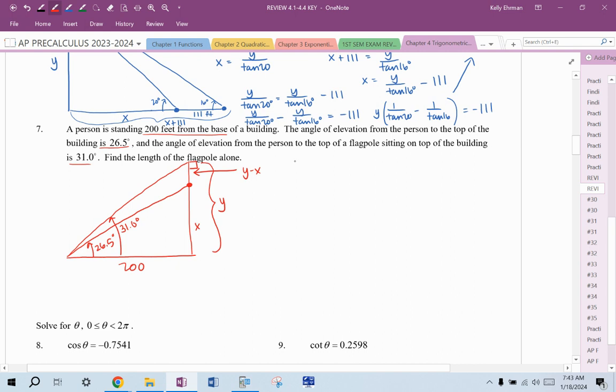The smaller triangle needs a tangent equation. The tangent of 26.5 is equal to x over 200. So solving for x is just multiplying the 200 over to the other side. And then the tall triangle is still a tangent equation. It's the tangent of 31 degrees, and that's equal to y over 200. So y is 200 times tangent of 31. And remember, the height of the flag, or the length of the flagpole alone, is y minus x.